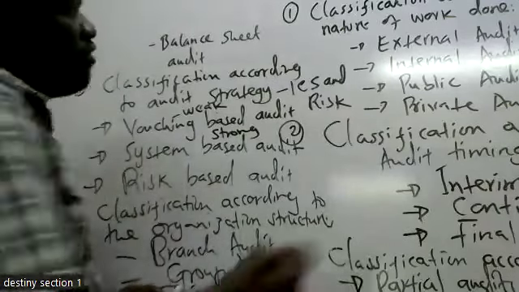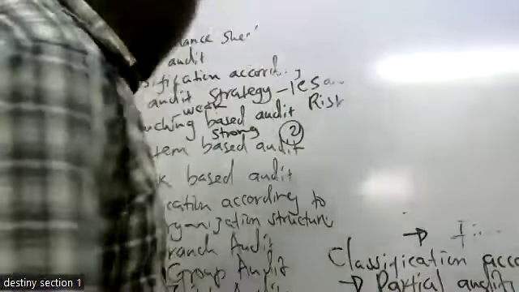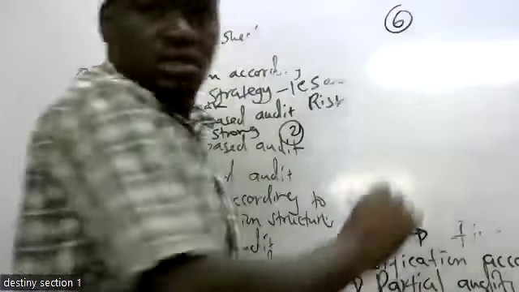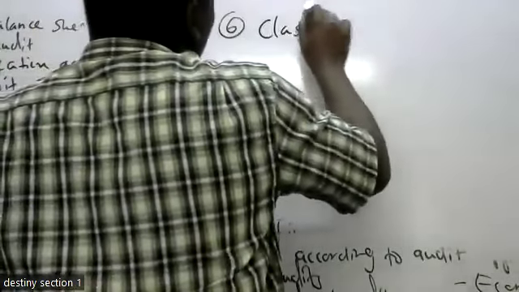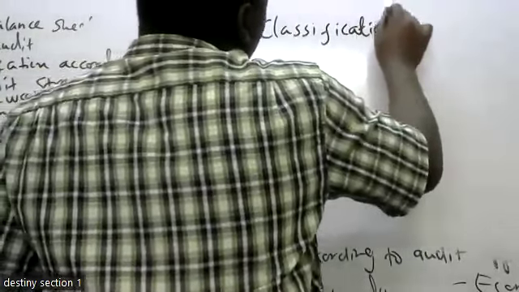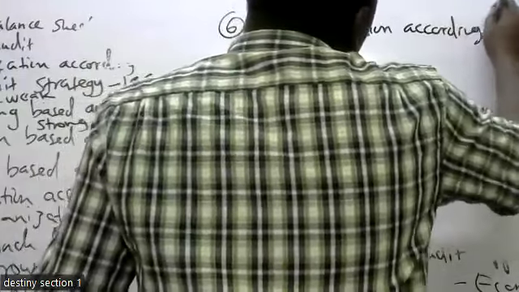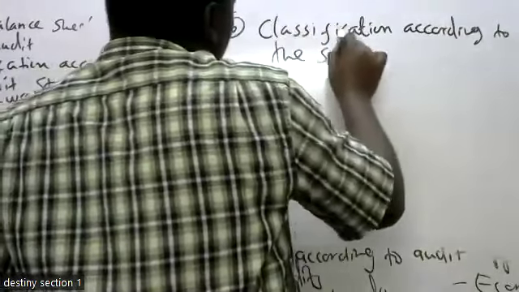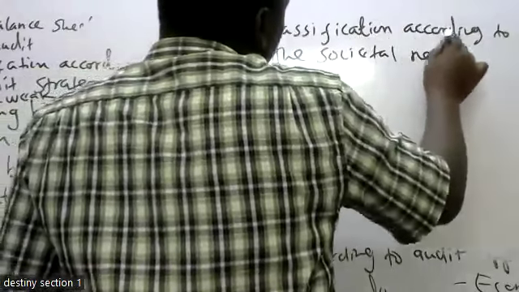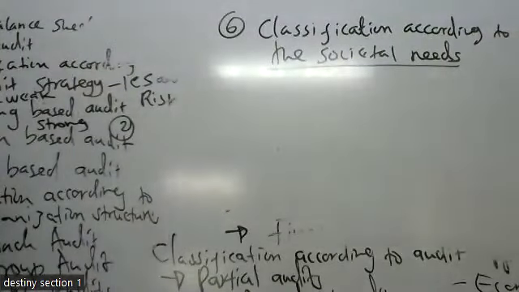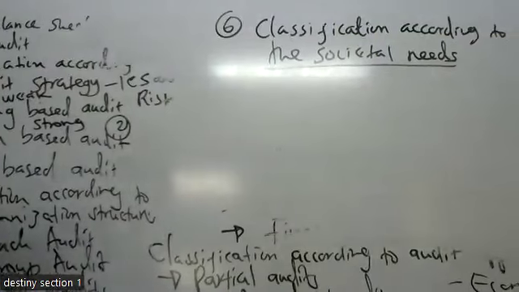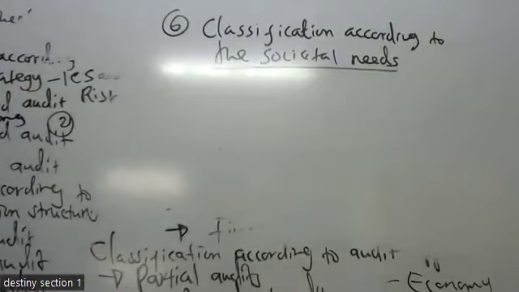Then the last classification of an audit. We have classification according to societal needs, number six: classification according to the societal needs.